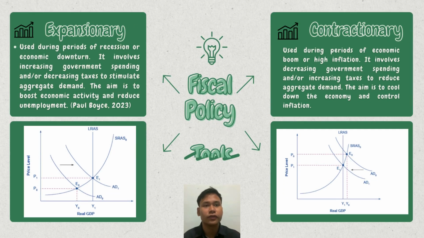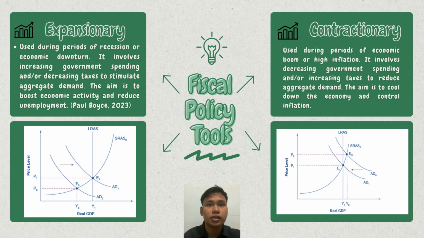Okay, now I'm going to explain about the fiscal policy tools. Fiscal policy tools are divided into two: the first one is expansionary and the second one is contractionary. Expansionary is used during a period of recession or economic downturn. It involves increasing government spending and decreasing taxes to stimulate aggregate demand. So government spending increases but taxes decrease, and this will increase aggregate demand, and the output will also increase.